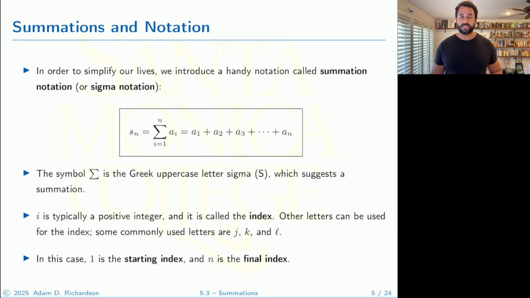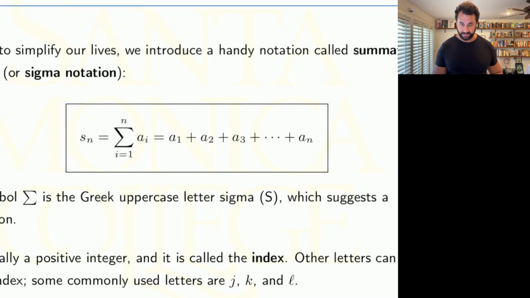All right? Because these sequences can be really, really long. I mean, imagine a sequence where you have thousands or millions or trillions of terms, right? We don't want to have to write out each single term like that, and we don't want to have to write dot, dot, dot all the time. So we have a very handy notation to simplify our lives called summation notation or sigma notation. And it's this symbol right here. Let me zoom in a bit.